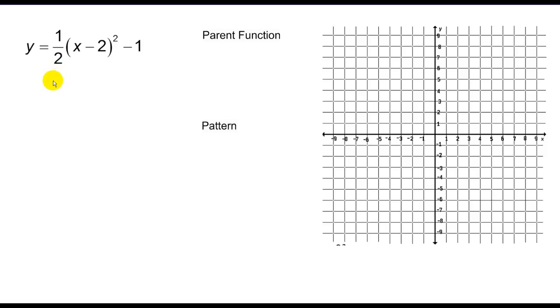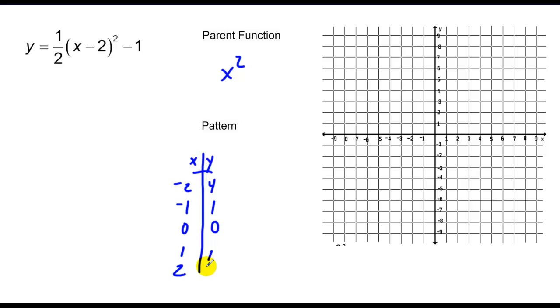So you'll notice in this equation, I have the same parent function. Once again, we're going with our x squared, which is going to have a normal pattern. Negative 2, negative 1, 0, 1, 2, 4, 1, 0, 1, 4. A in this case is on the outside. It's the multiplier. And it multiplies y. Since it's less than 1, it's going to squish, if you will. S-Q-U-I-S-H. Squish the y values.